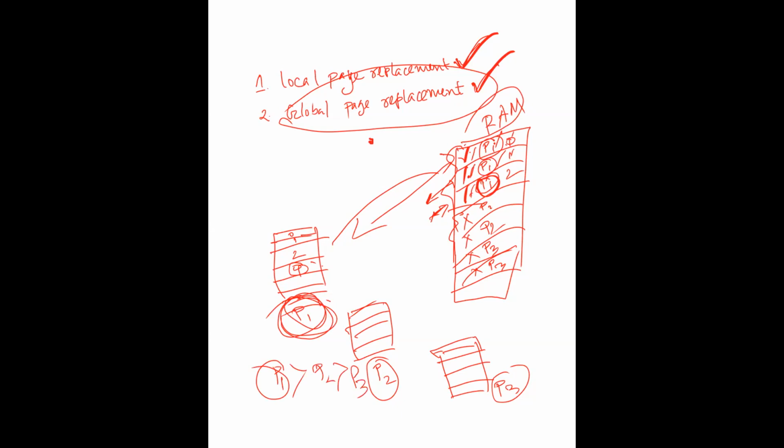When it is global page replacement, process P1 has high priority. So what will it do? It will replace pages from P2 and P3, because its priority is higher than P2 and P3. It needn't replace its own pages, so it will replace a page from either process P2 or P3. This is known as global page replacement.